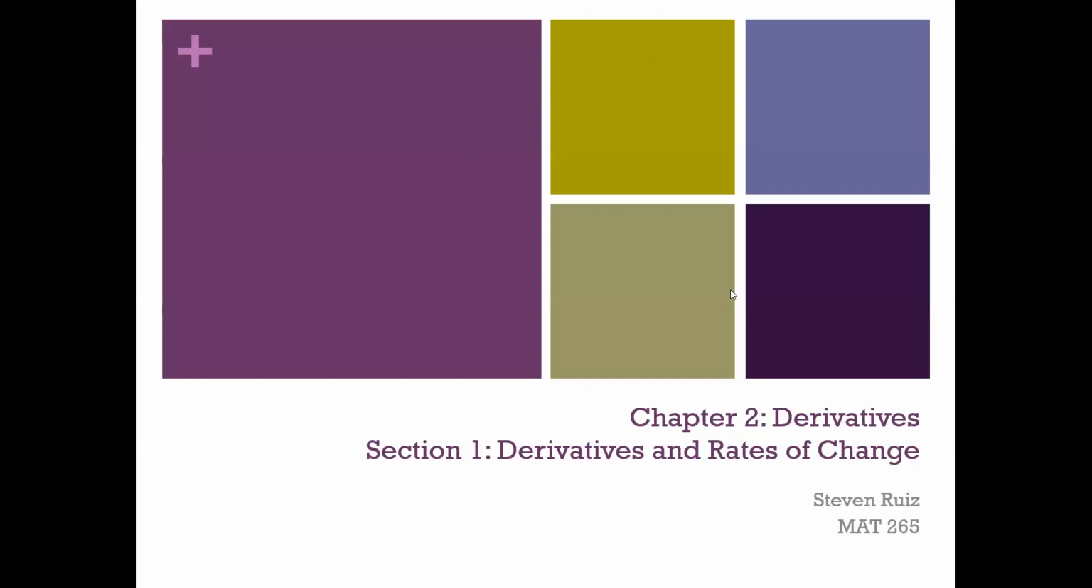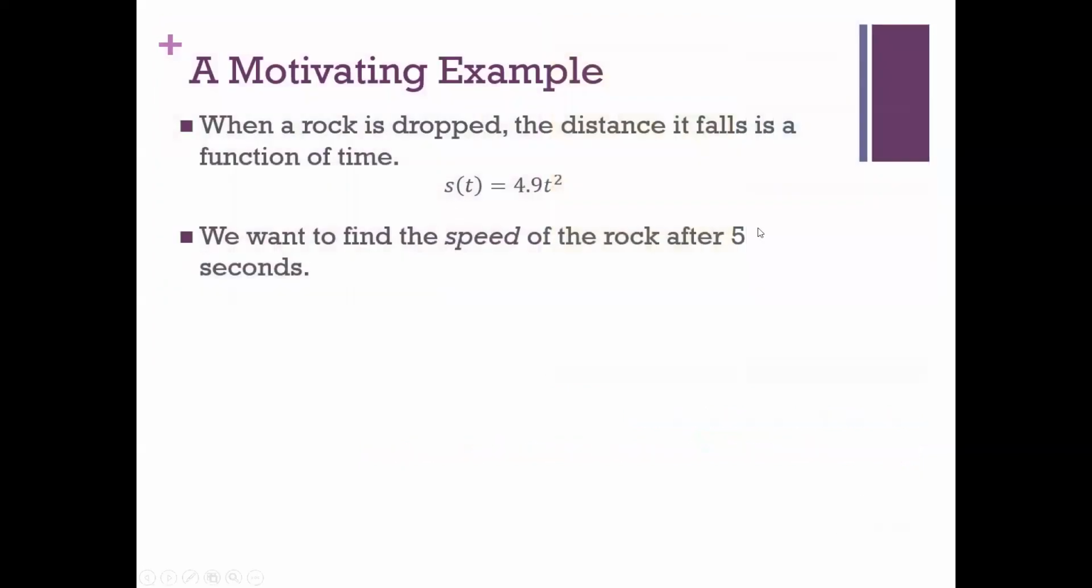All right, let's jump into chapter 2. It's about derivatives and rates of change. So we have used this example. I think this is the very first thing I showed you on day 1. S of t is a function that describes the distance that a rock falls in free fall as a function of time. So t is in seconds, s is measured in meters, and I want to find the speed.